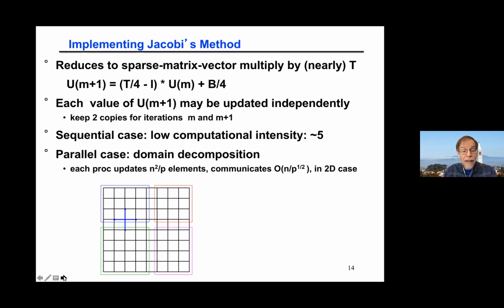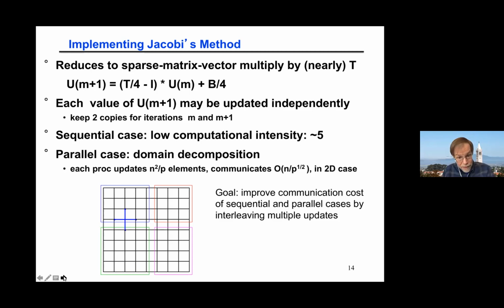So the question is, can we do better? These are 2 obvious things we talked about before. And so our goal now in the next optimization is to improve the communication cost of both the sequential and the parallel cases by interleaving multiple updates. So don't think that you have to go all the way, finish all of U sub m plus 1 before you can go on to U sub m plus 2. We're going to interleave them and get an asymptotic improvement on the communication complexity. But are there any questions about these 2 pictures before I go on to that first interesting optimization?